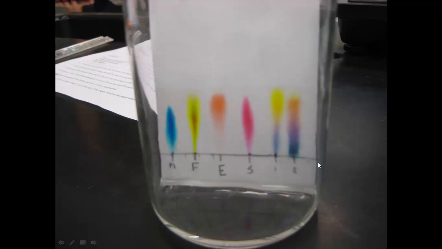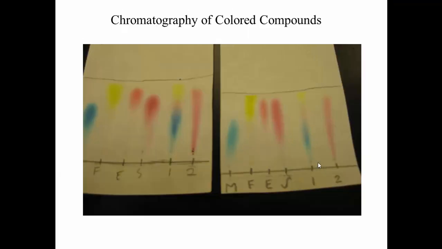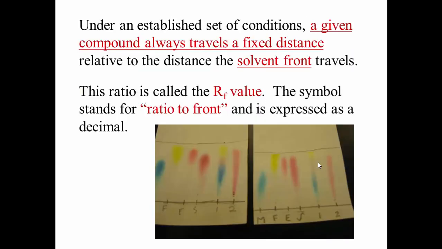So in order to figure out what is actually in them, we calculate the RF value, ratio to front. And you don't have to do this with your chromatogram. I just want you to experiment and see if you can separate some pigments. But what you do is, instead of just saying, well, look, I can see that unknown number 1 has the same yellow dye because they rose to the same height. So that means if I'm using the same solvent and paper, that I'm always going to travel a fixed distance.